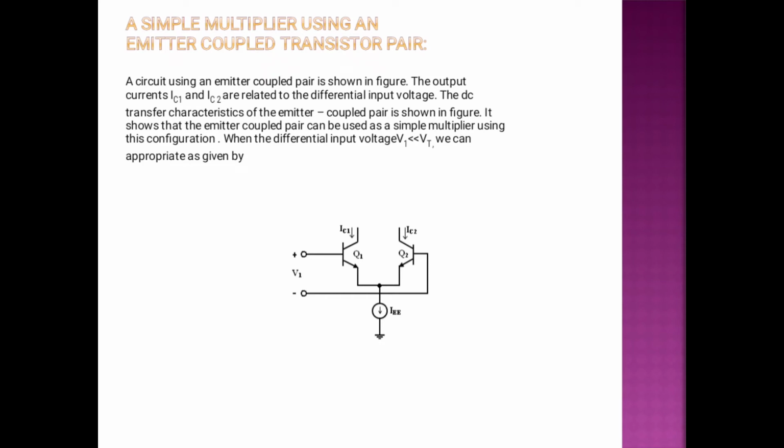A simple multiplier using an emitter coupled transistor pair. Two transistors are paired. IC1 and IC2 are related to the differential input voltage. The DC transfer characteristic of the emitter coupled pair is shown in the figure. It shows the emitter coupled pair can be used as a simple multiplier.